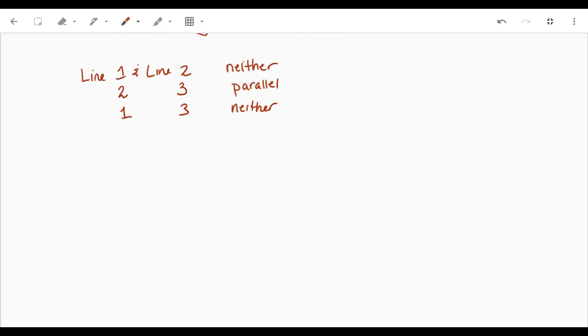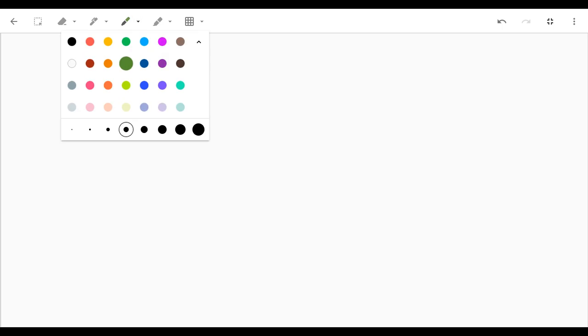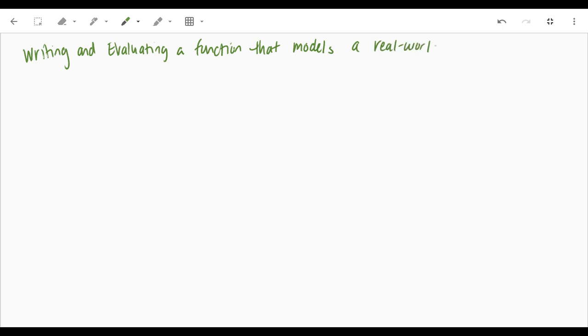We have a little different one here. Writing and evaluating a function that models a real-world situation, and they're calling this advanced.